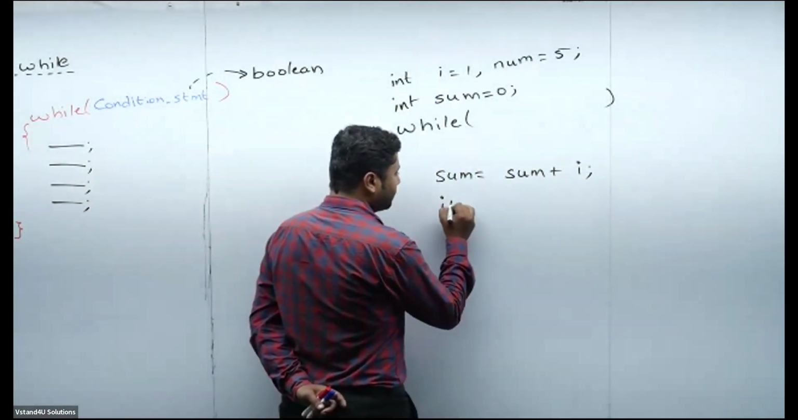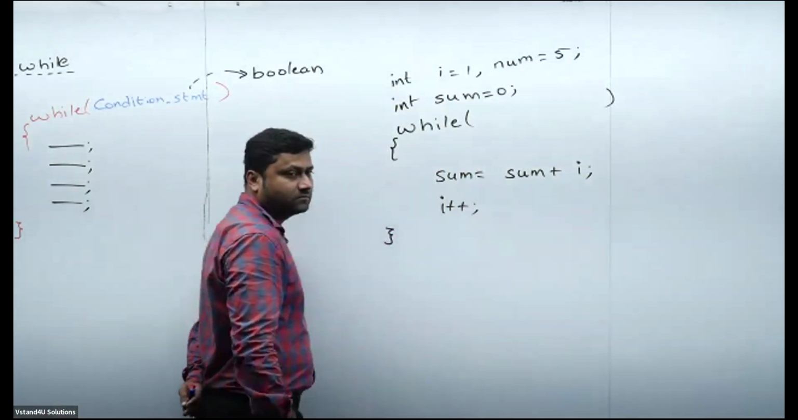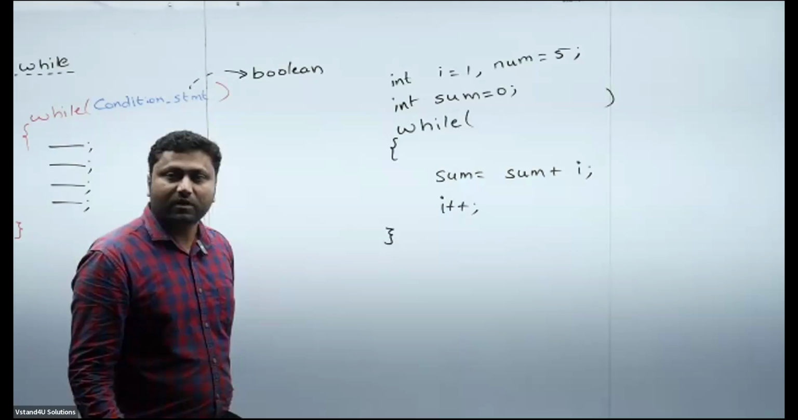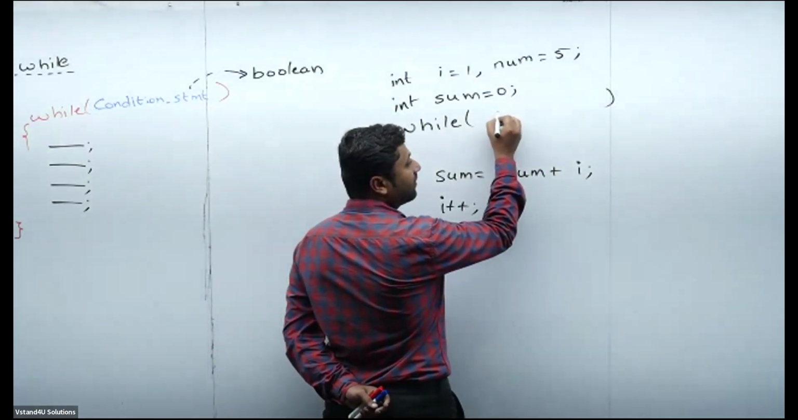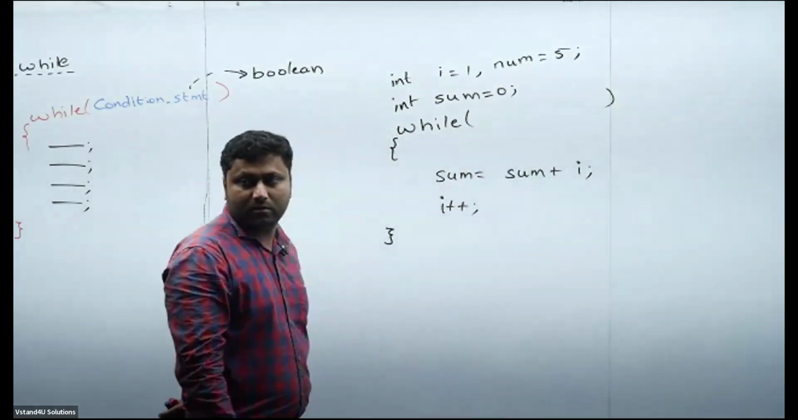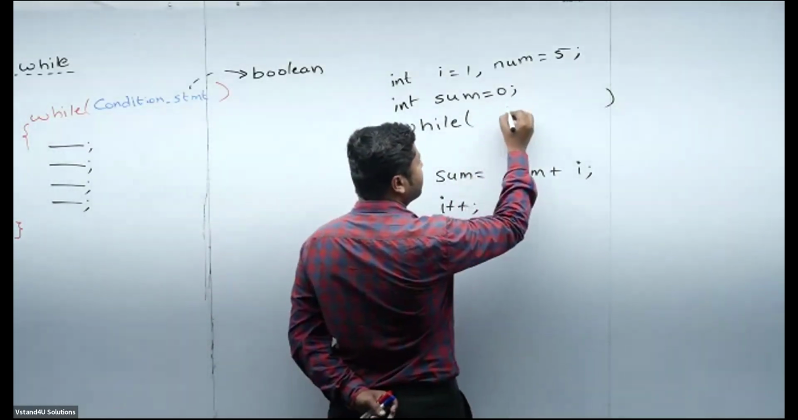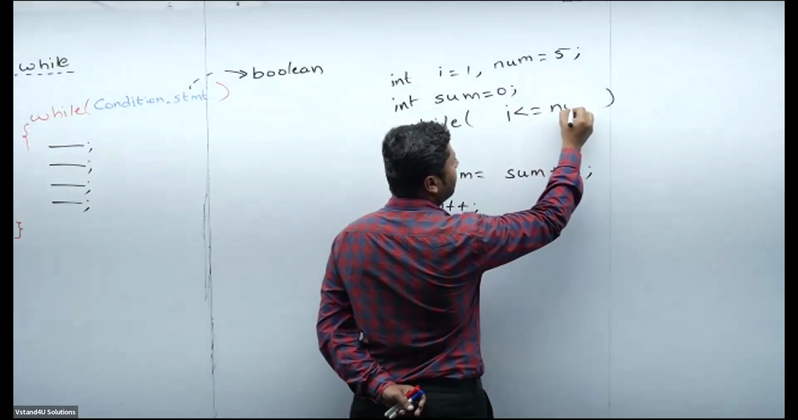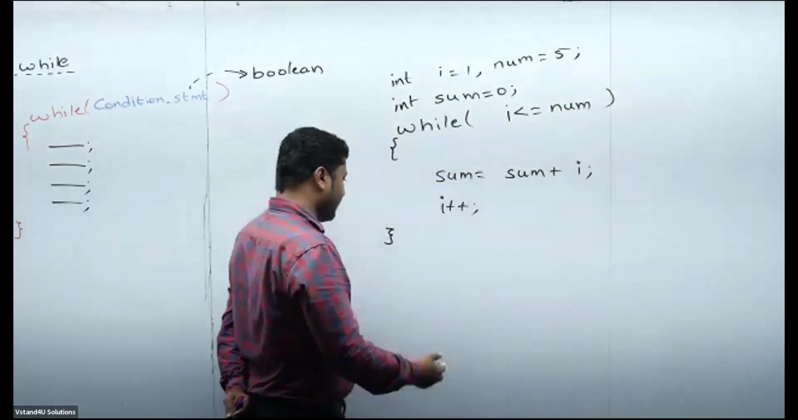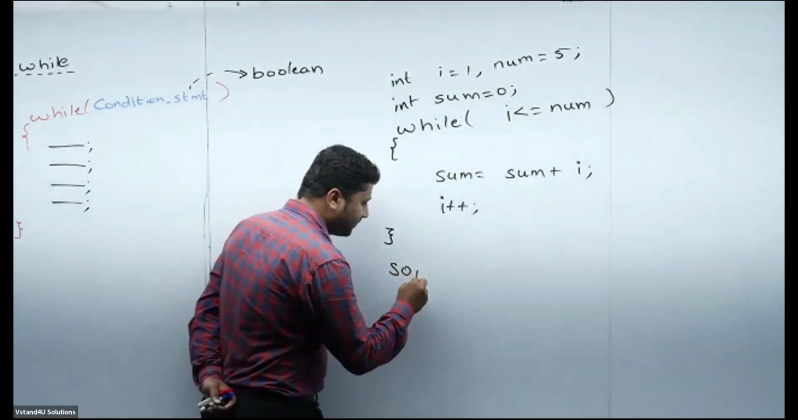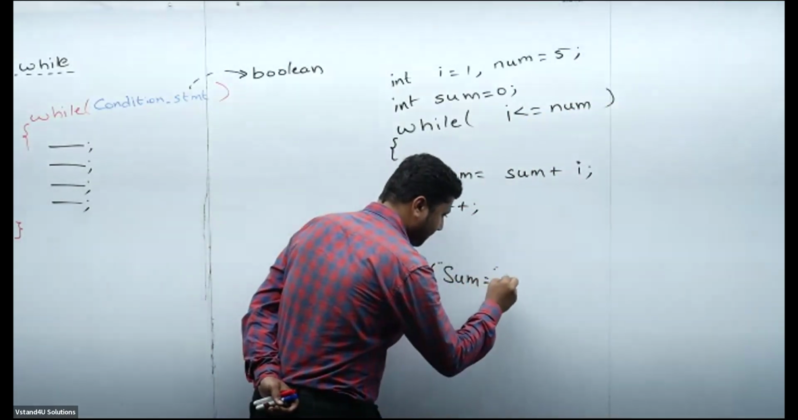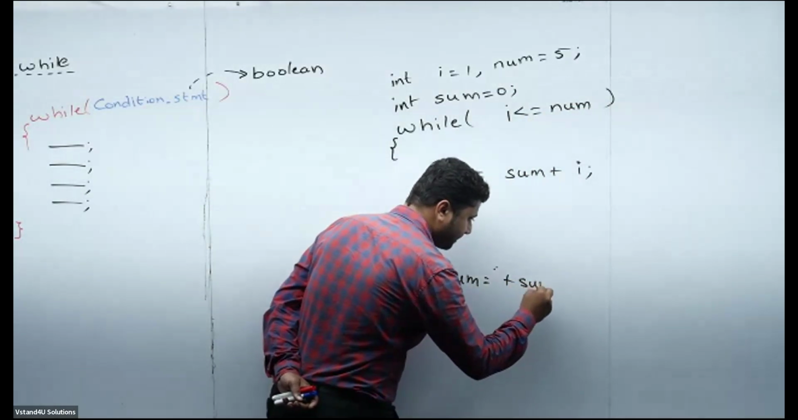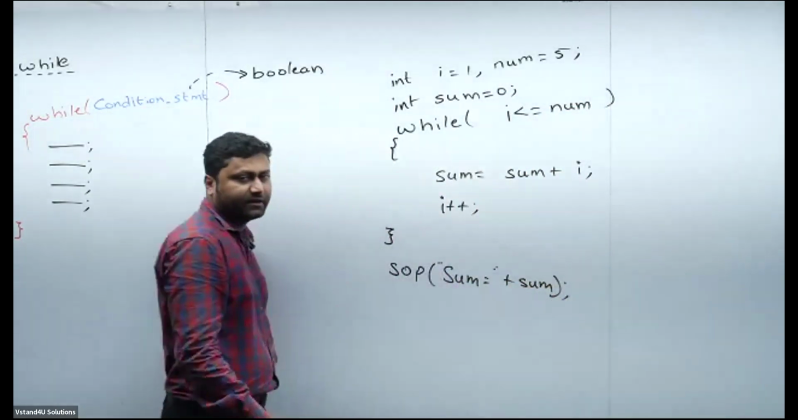I have to ensure to increment the i also. Then condition, tell me. Condition should be i less than or equal to num, right? And outside the loop, ensure to print the variable sum. Am I right?